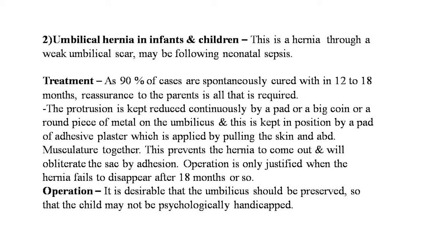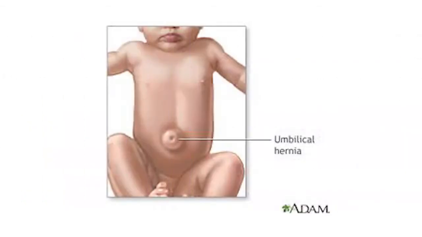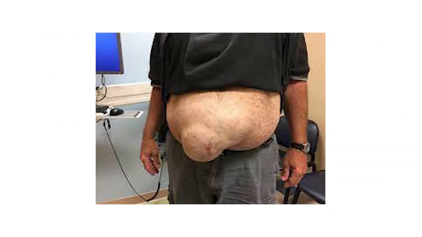Now the operation: it is desirable that the umbilicus should be preserved so that the child may not be psychologically handicapped. Here is a good picture of the umbilical hernia, you can see on your screen. This is the image of the paraumbilical hernia in adults.